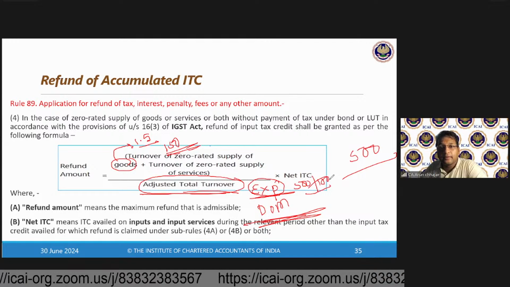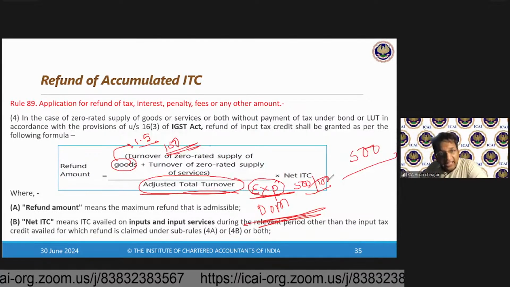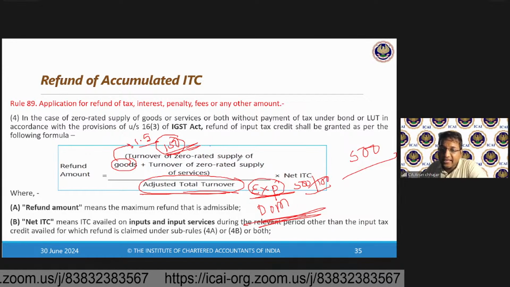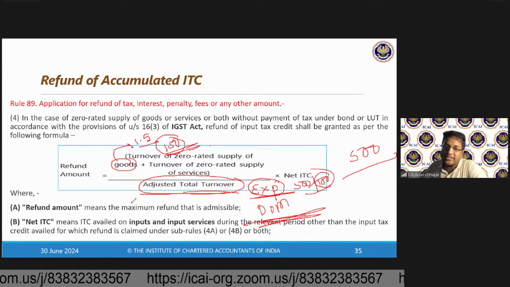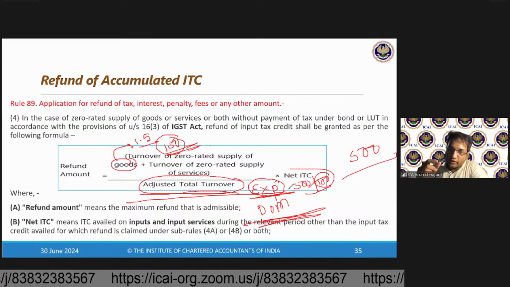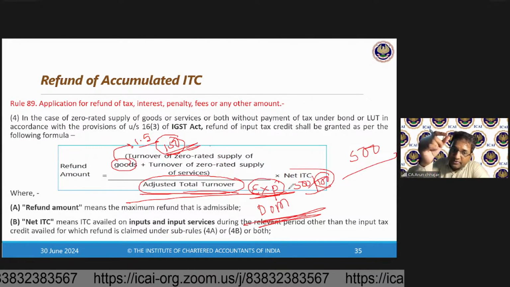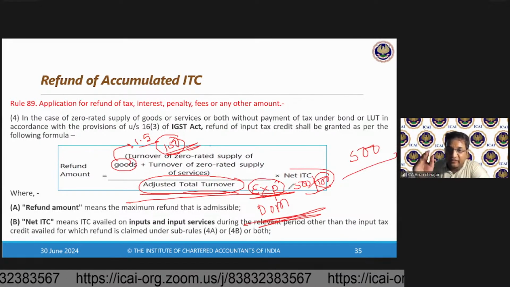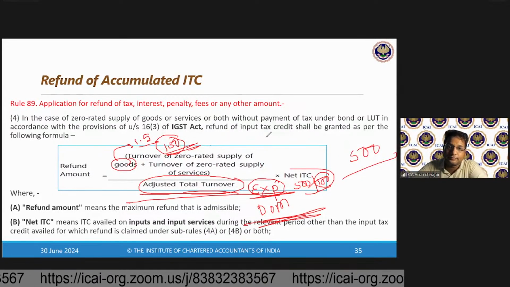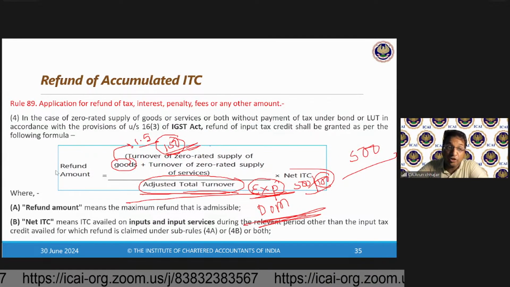It has been clarified that whatever value you are taking, the same value you will take in the calculation of adjusted total turnover. So it means the export would be 1.5 times in the denominator and 1.5 times in the numerator, both would be the same. It is not different.